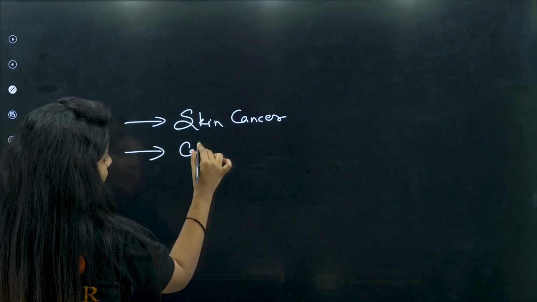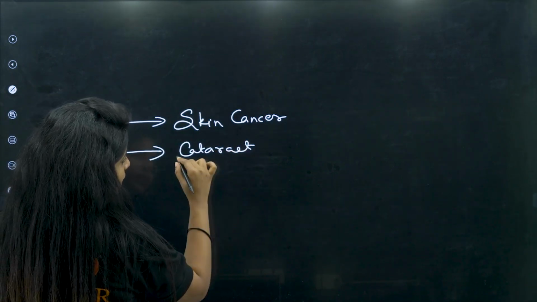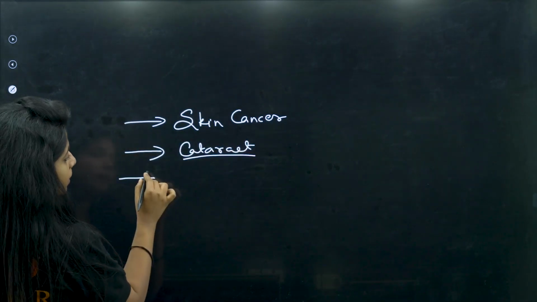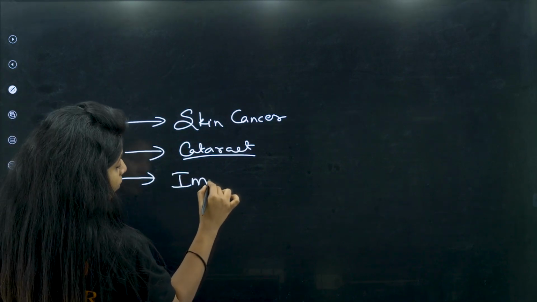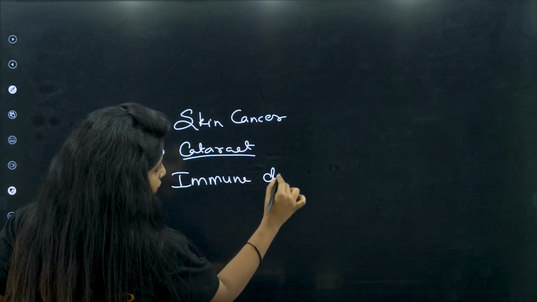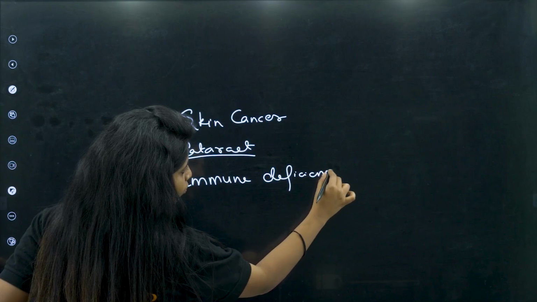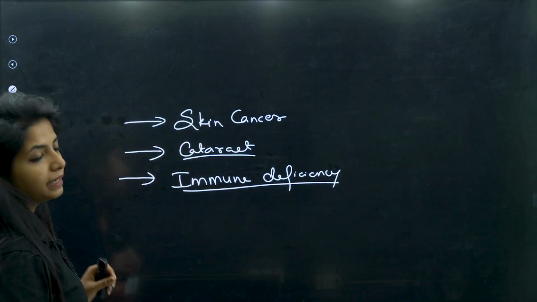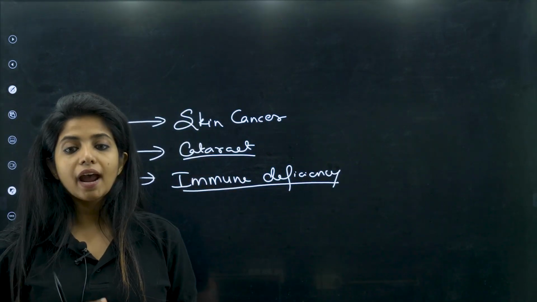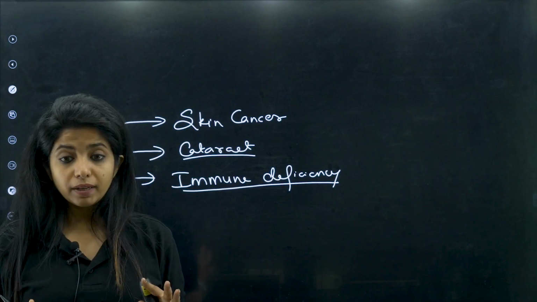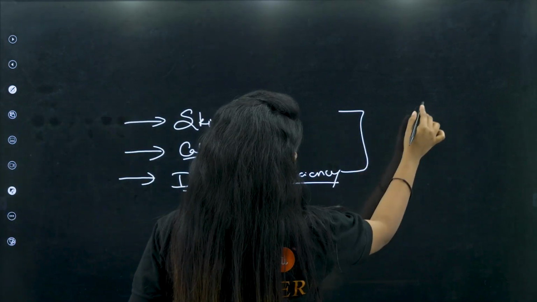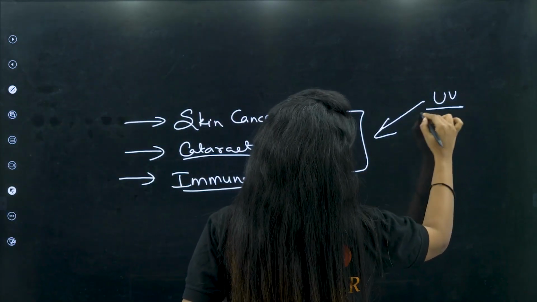It can lead to cataract. That is an eye disease where there is a hole in the retina. And it will lead to immune deficiency. It will also lead to immune deficiency, my dear children. So, skin cancer, cataract, immune deficiency, everything will be there if UV radiation falls on us.